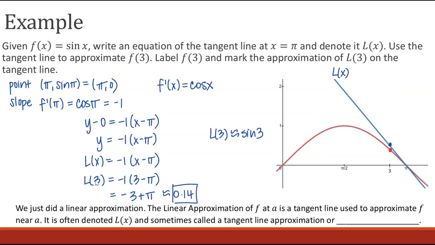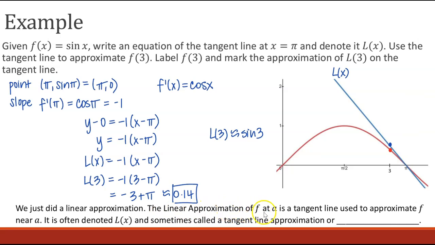Right, which is f of 3. So our linear approximation at 3 is an approximation for the actual sine function, which I wouldn't be able to really do without the use of a calculator. So this whole process is called doing a linear approximation. That's what we just did.